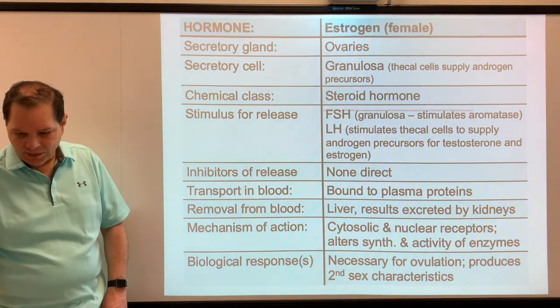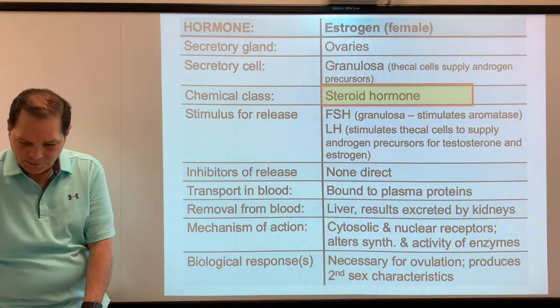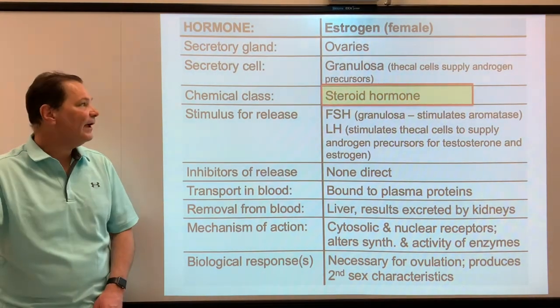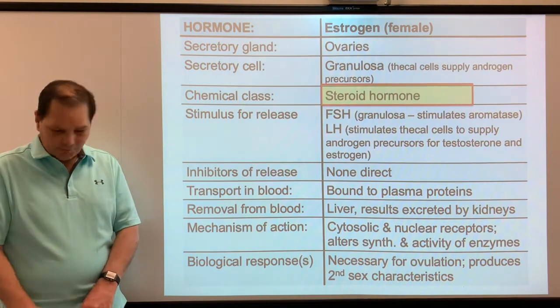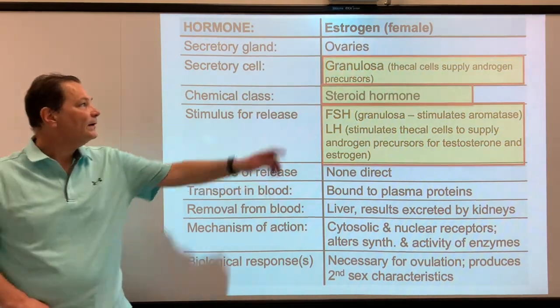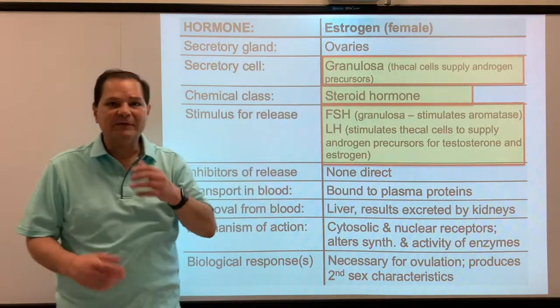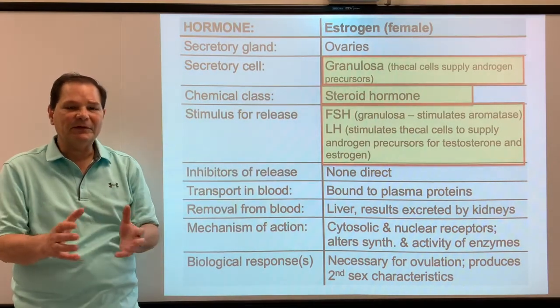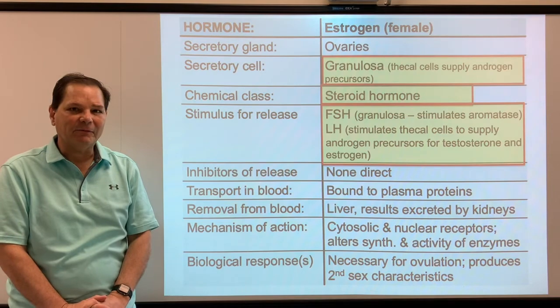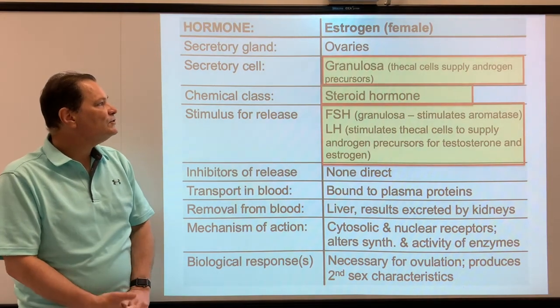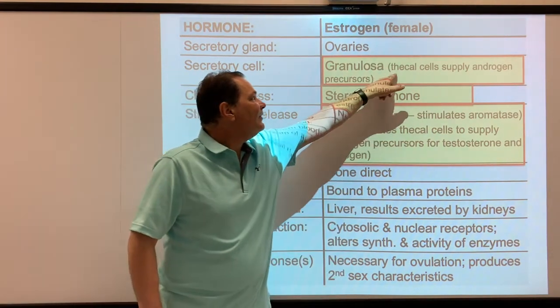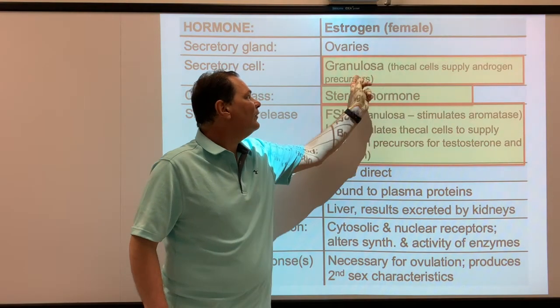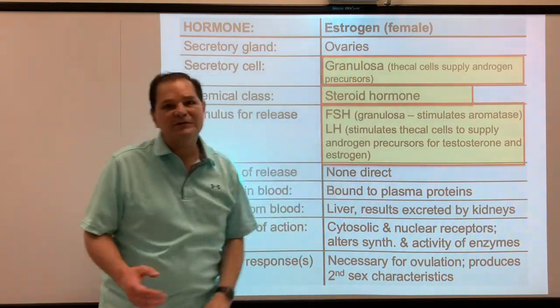Okay, so let's talk about some of the major hormones that are involved in this cycle. Of course, the most important one, I think most of us would agree, is estrogen. Estrogen is a steroid hormone. It is secreted from the granulosa cells. These are cells that are within this follicle that is surrounding the oocyte. But you should recognize that the thecal cells in the follicle also play a role in the secretion of estrogen.